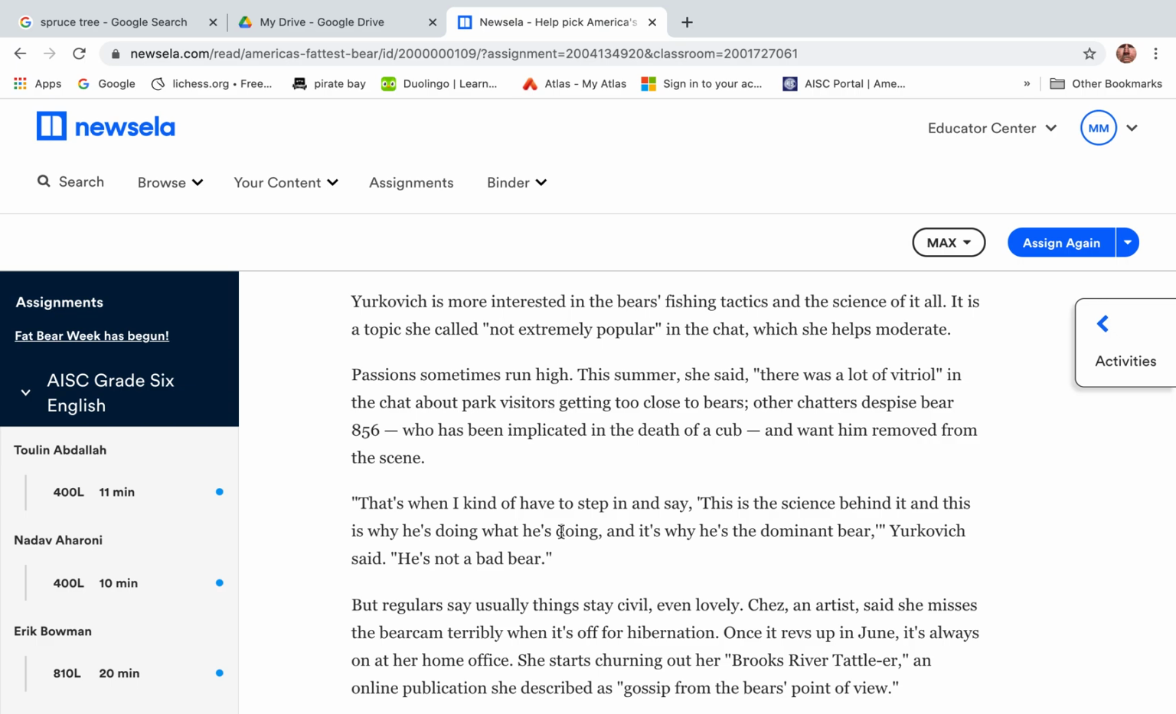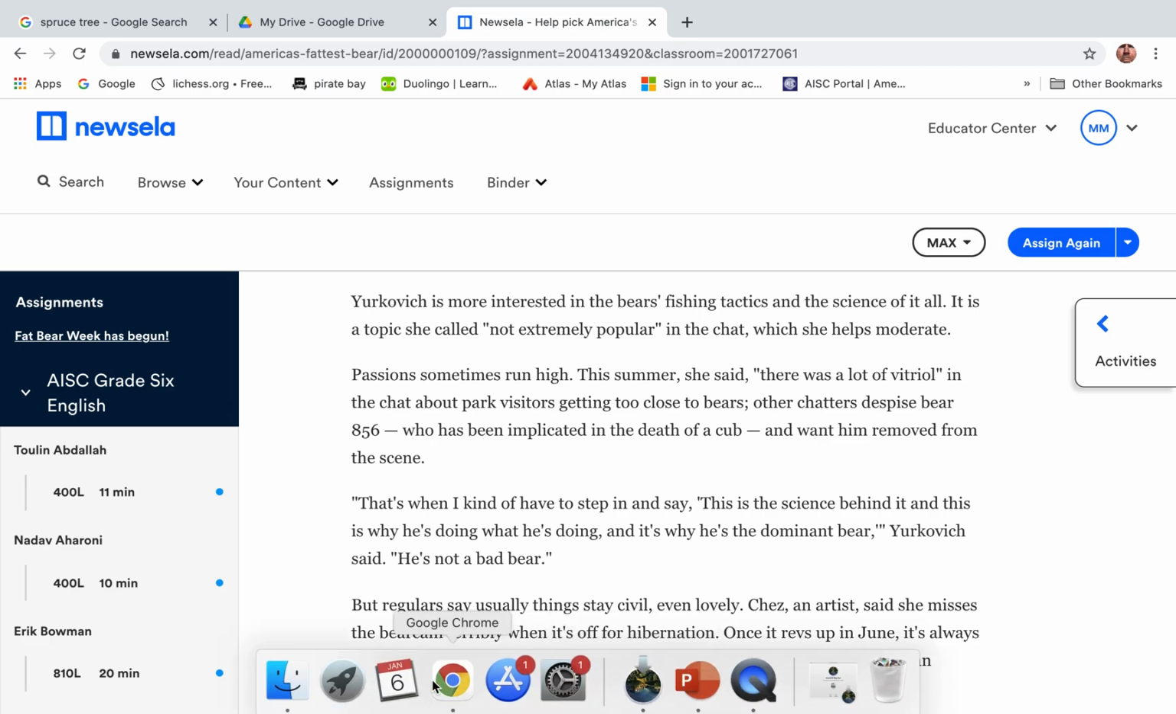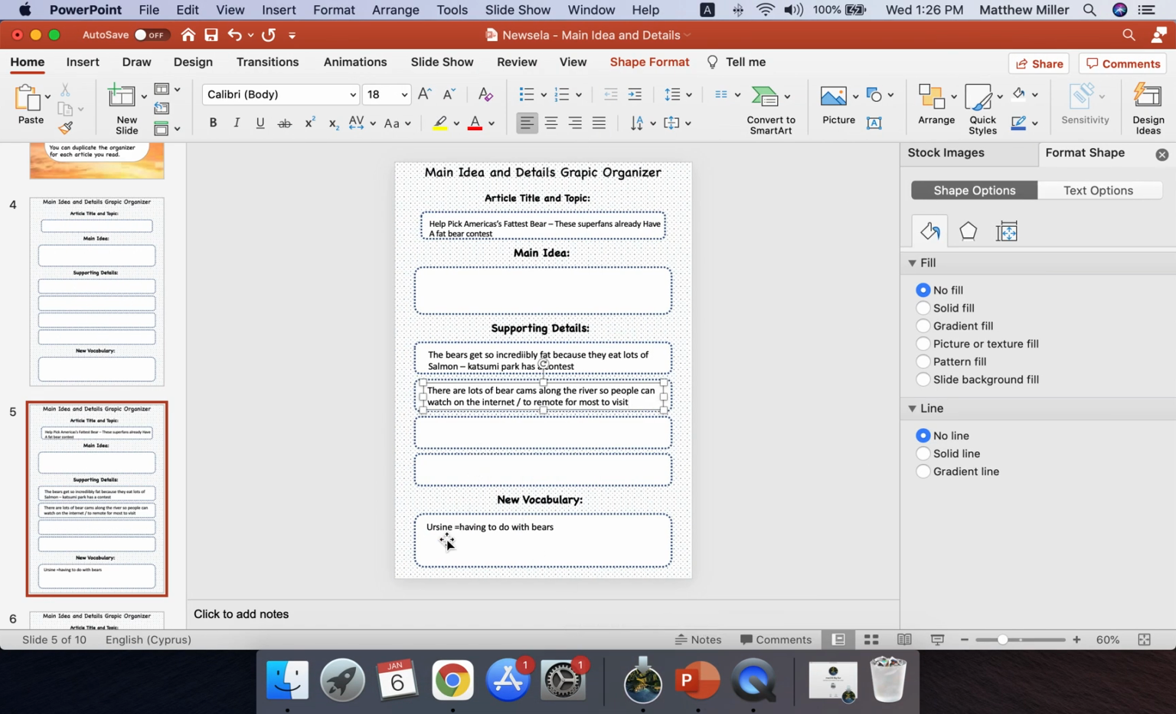Passions run high. This summer, she said, there was a lot of vitriol in the chat about park visitors getting too close to bears, and other chatters despise Bear 856, who's been implicated in the death of a cub, and want him removed from the scene. Oh, vitriol. What is vitriol? Vitriol. I think we looked that one up too, but let's go ahead and put that over here into our vocabulary.